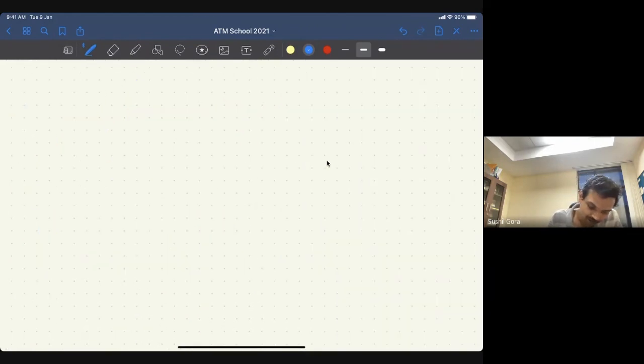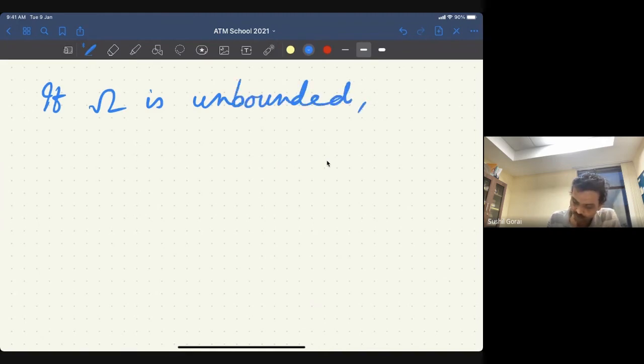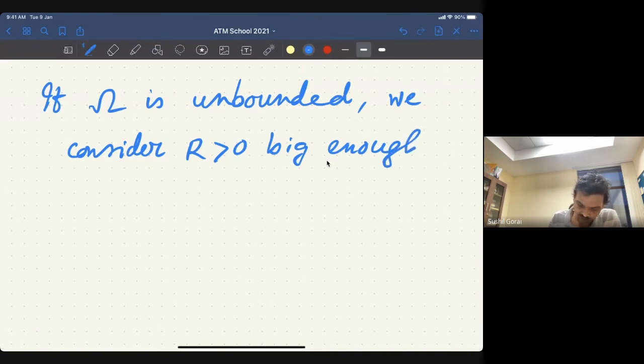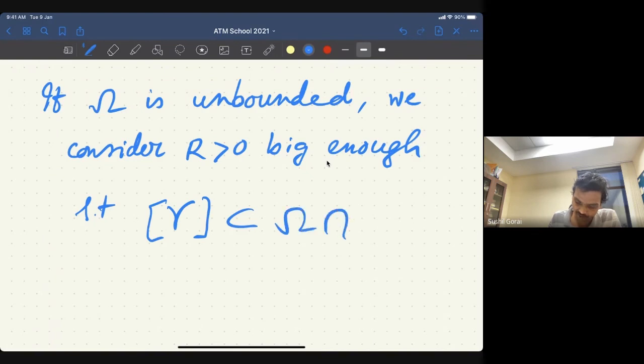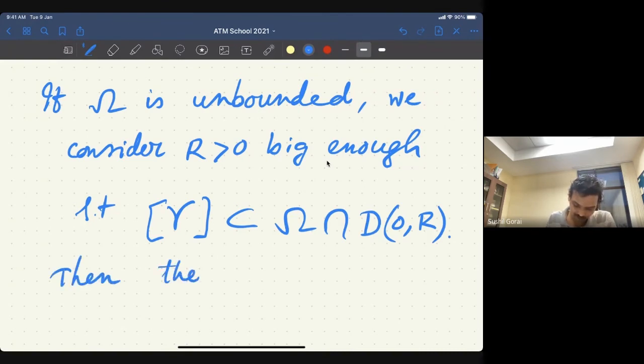So in the next case, if omega is unbounded, we consider r greater than 0 big enough such that the trace of gamma lies in omega intersection D(0, r). And then the above argument follows.